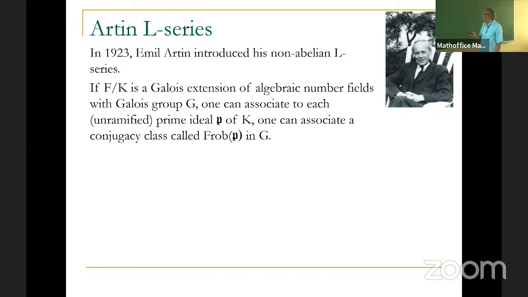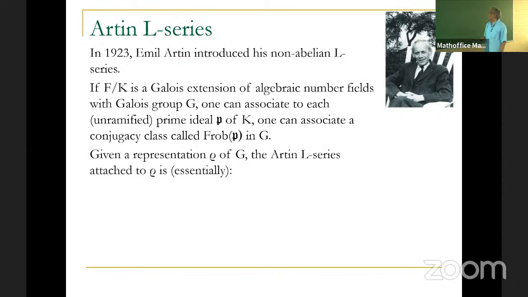So this is what Artin came up with. If you take an arbitrary field, F over K, a Galois extension of algebraic number fields with Galois group G, one can associate to each unramified prime ideal, don't worry about what that word means, just say prime ideal P, a conjugacy class called Frob P in the Galois group. And given a representation of G, a complex linear representation of G, one can associate an Artin L function. So here again, we have an Euler product, an infinite product. You can associate the L series.